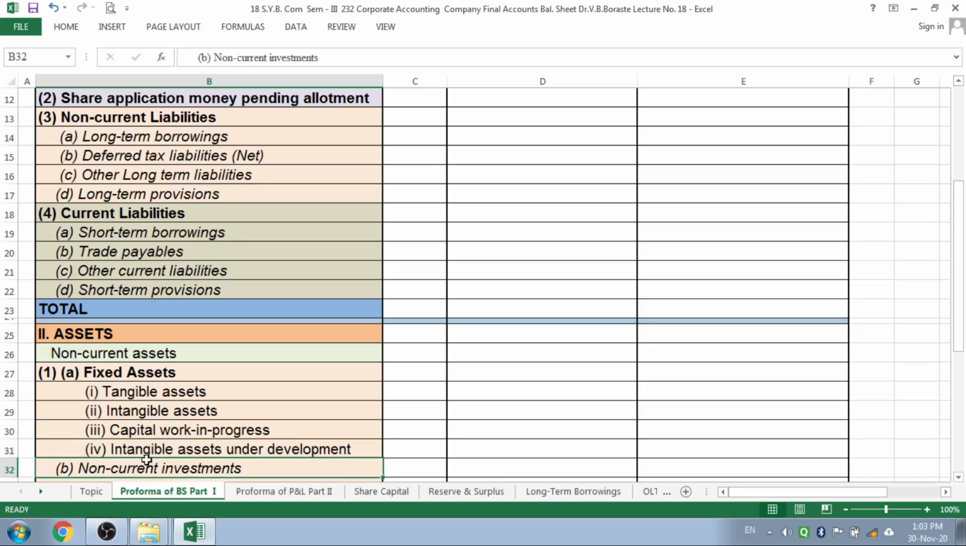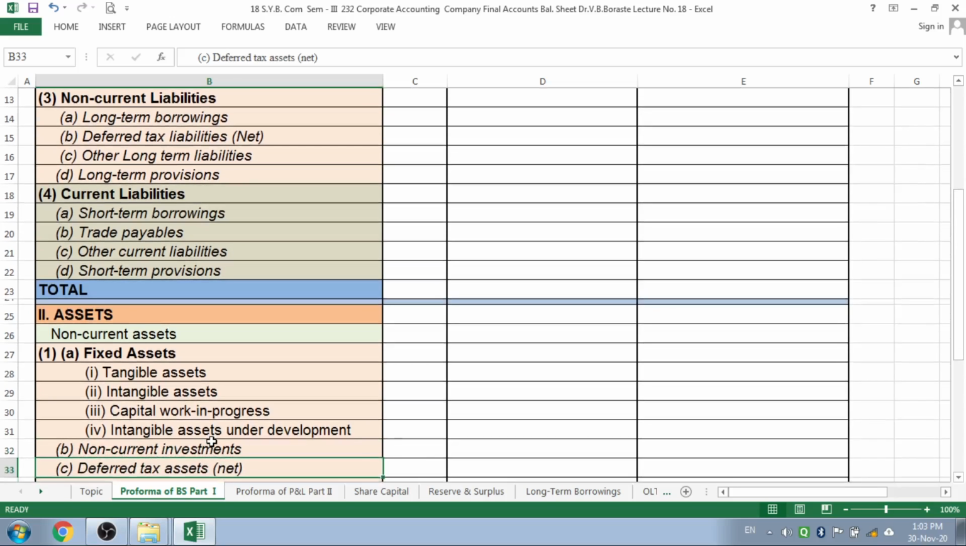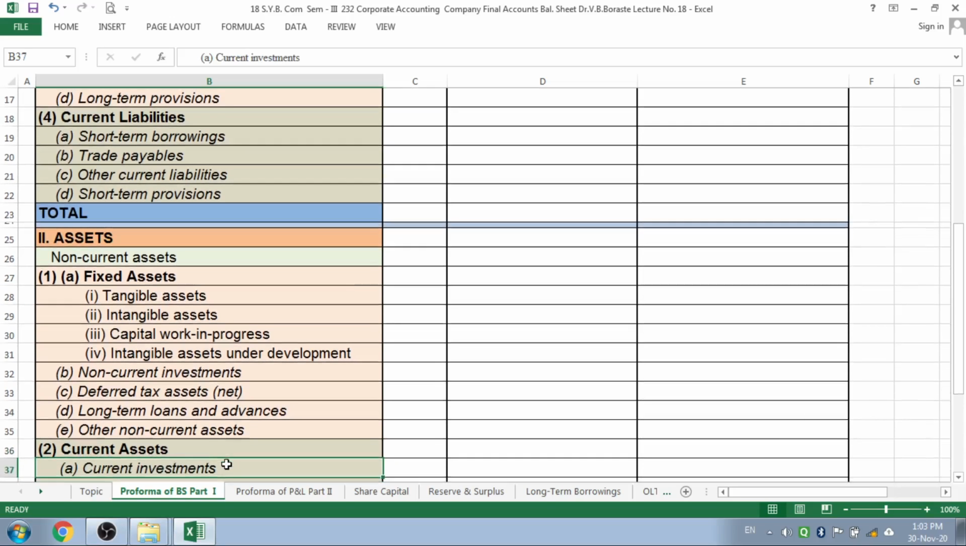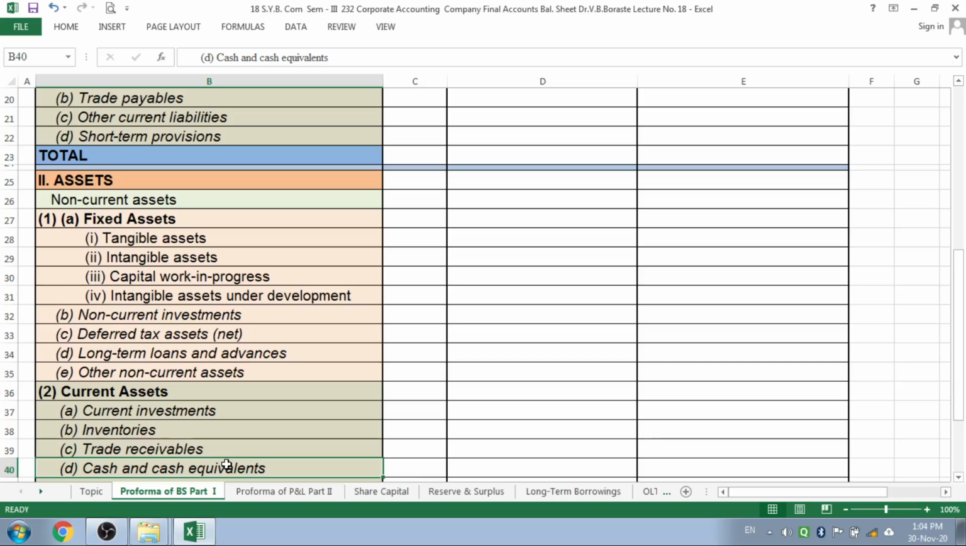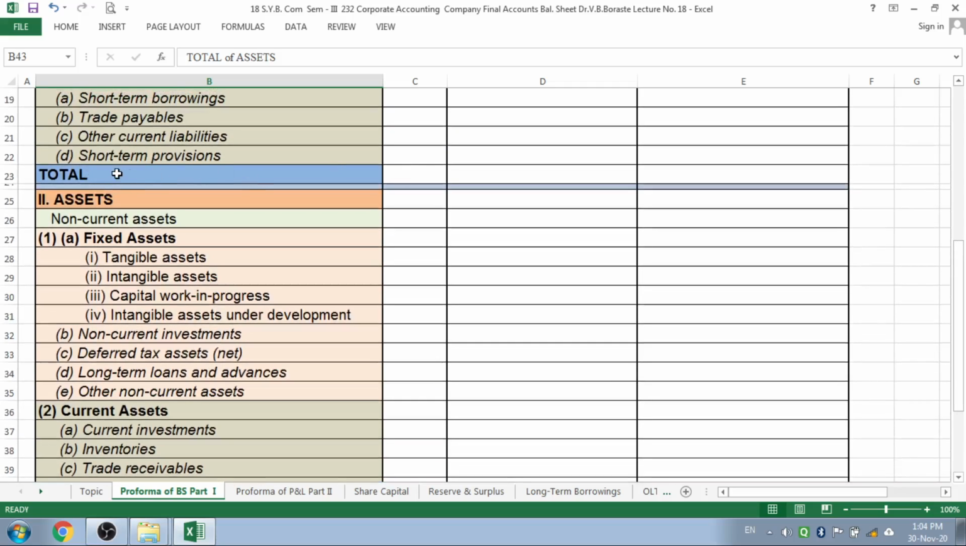Then the second category of non-current assets is non-current investment, then deferred tax assets, long-term loans and advances, and other non-current assets. So these are non-current assets under the head fixed assets. Then the second type of asset is current assets, where we can see current investment, inventories, trade receivables, cash and cash equivalents, short-term loans and advances, as well as other current assets. So the total of assets must match with the total of liabilities. So here is the total of liabilities.